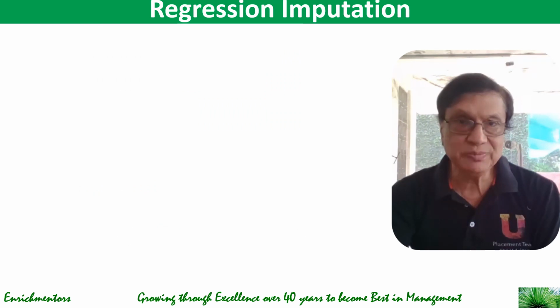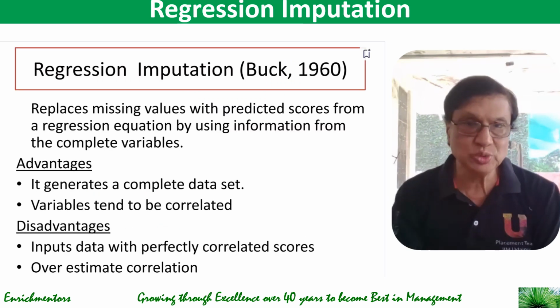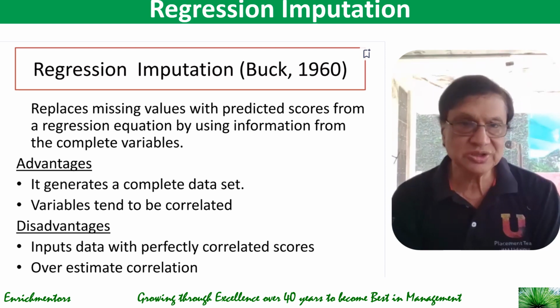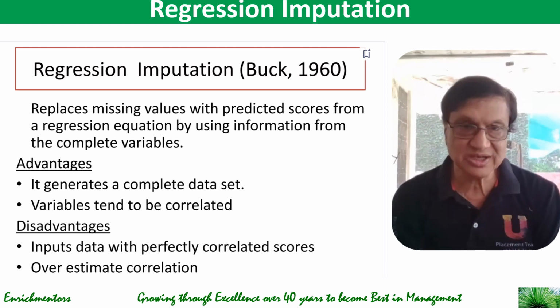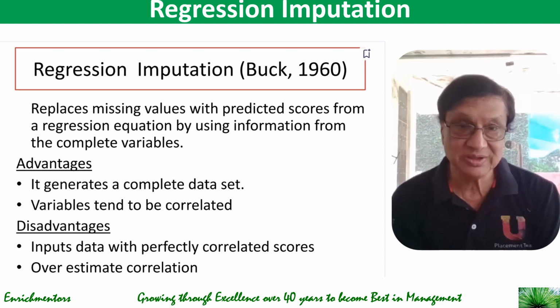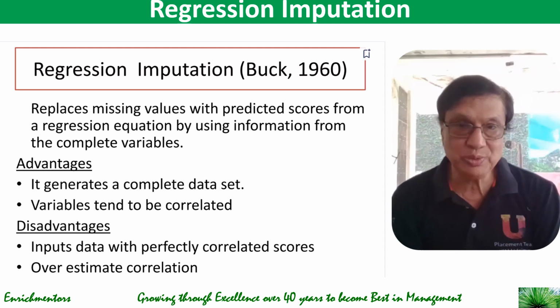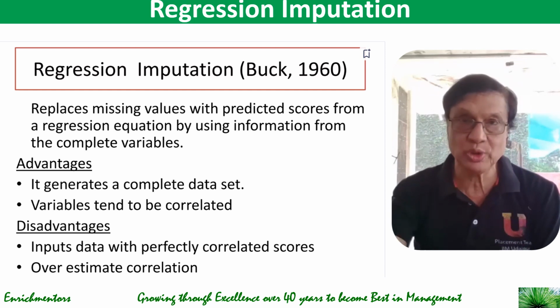Then regression imputation is another one in which you replace the missing value with predicted scores from a regression equation by using information from complete variables. Now, the advantage of this is it generates a complete data set. A variable tends to be correlated. The disadvantage is the imputed data is perfectly correlated with the scores, and you might overestimate the correlation as a result of that.